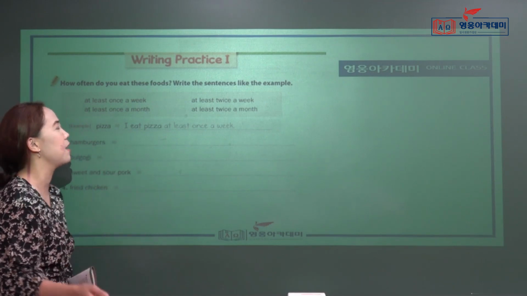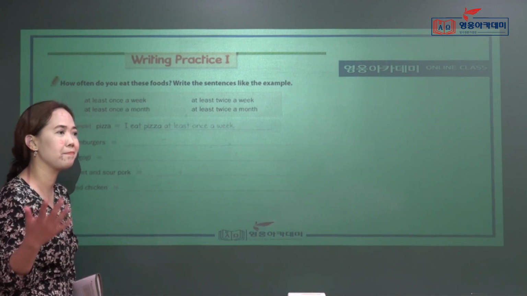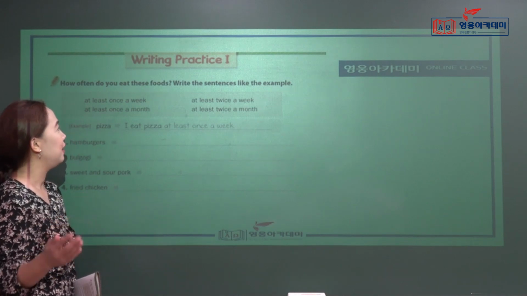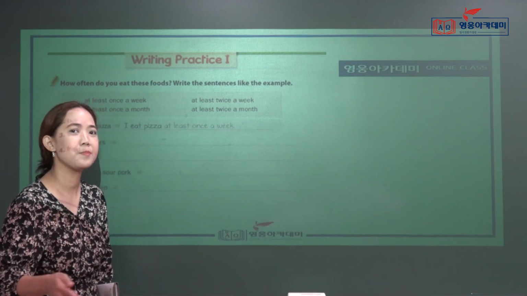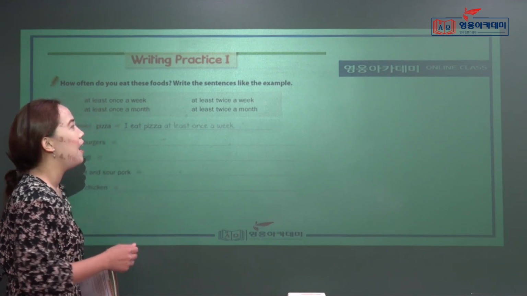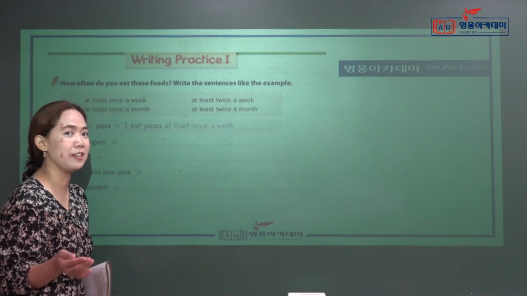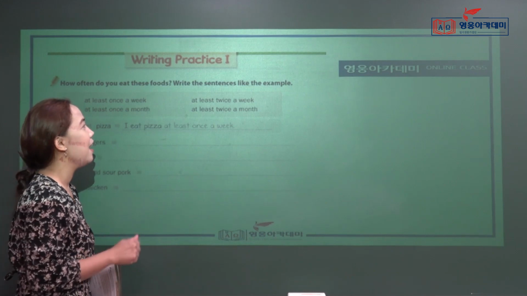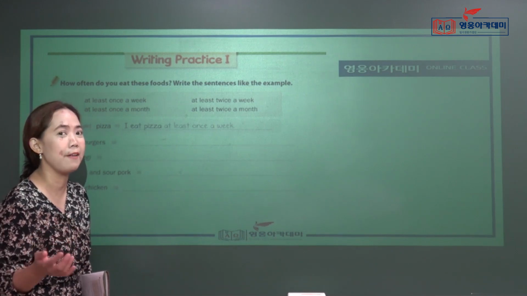Right, repeat after me. At least once a week. Again, at least once a week. Next, at least once a month. Again, at least once a month. All right, next is at least twice a week. Again, at least twice a week. And next is at least twice a month. Again, at least twice a month.